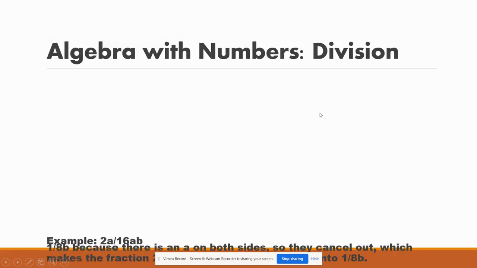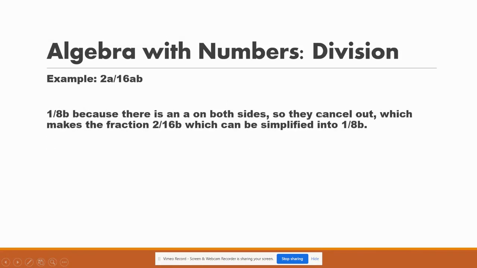Algebra with numbers, division. 2a divided by 16ab. The answer is 1 over 8b, because there is an a on both sides, so they cancel out, which makes the fraction 2 over 16b, which can be simplified into 1 over 8b. So simply, it's pretty much just like the cancelling out thing from earlier on. There is an a in both the top and bottom, so they cancel out, which turns into 2 over 16b. You can simplify that into 1 over 8b with simple fraction simplifying, which is pretty easy.